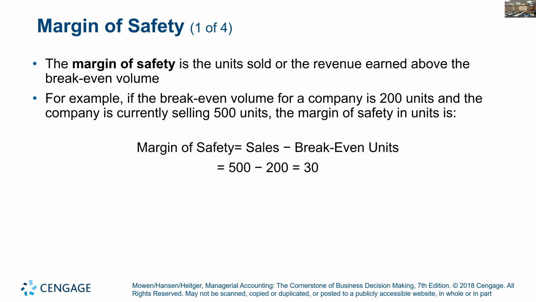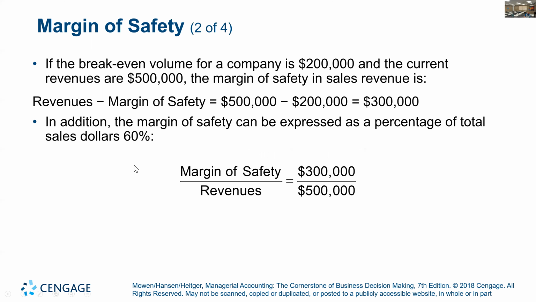So if we sold 500 units and we needed to sell 200 to break even, man, these slides are horrible. There are so many typos on them. There is actually 300 there, not 30. 300 is our margin of safety. We can lose 300 units in sales before we start losing money.